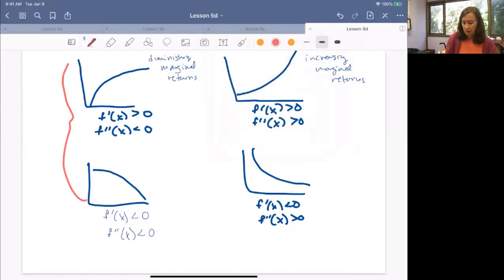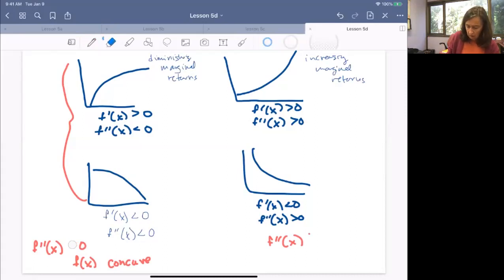These functions over here in this column, the functions where the second derivative is less than 0. The second derivative is less than 0, we would say that f of x is concave. Okay. And over here, where the second derivative is, oh, sorry, I think I said that right, but I wrote it wrong. So look at what I'm doing here.